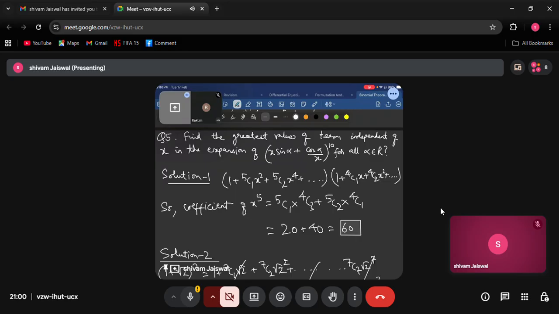No, Shomita, you are making a mistake. First of all, you find out the term independent of x. See, it is written (x sine alpha plus cos alpha by x) whole to the power 10. So find out the term. They are asking us the term. Yes, sir. Whichever term is independent of x, you have to find out the greatest value of that term. Okay, Shomita.